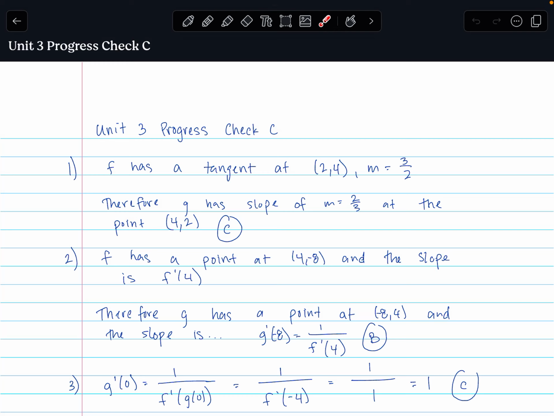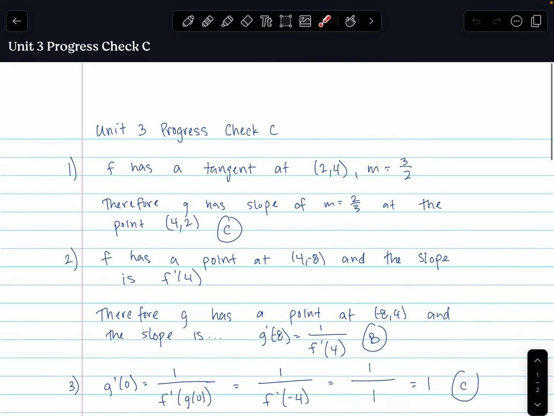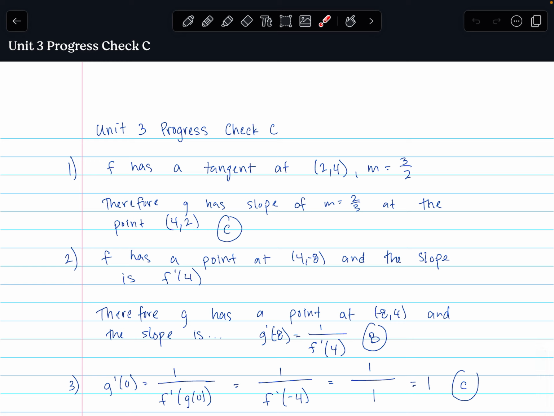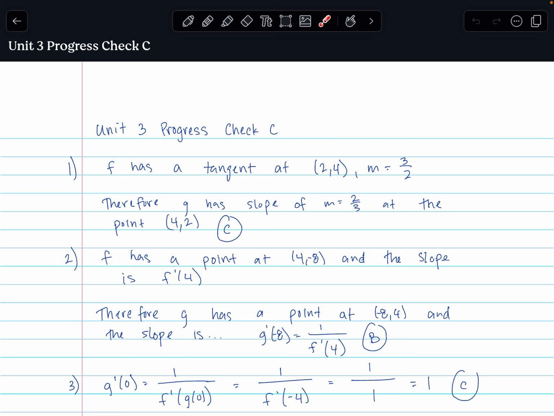Hey guys, this will be a video for the third unit check of Unit 3. I'm just going to go over my solutions and walk you through. So if you're looking at the problems, you should be looking at the problems while you're doing this, but I'll explain how I get to my answer.